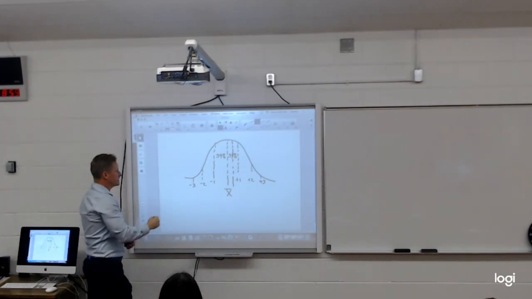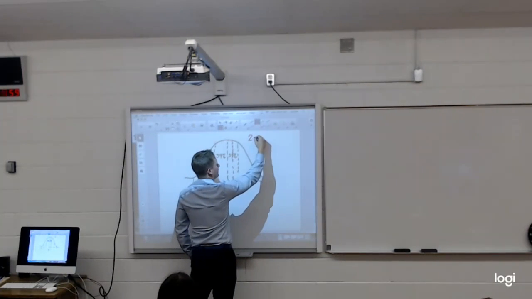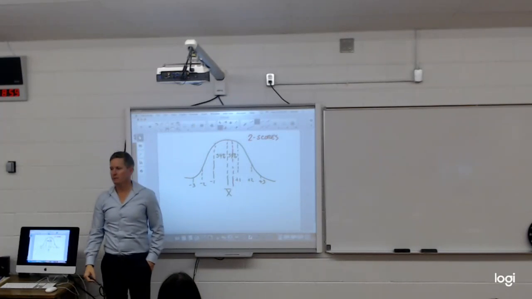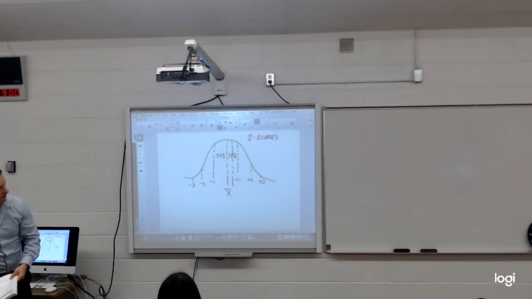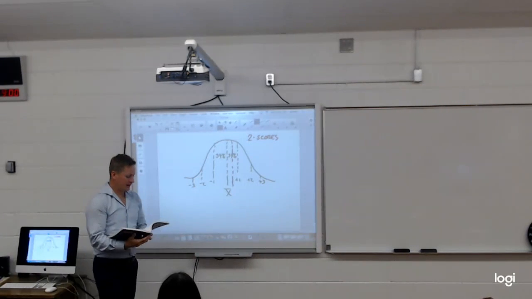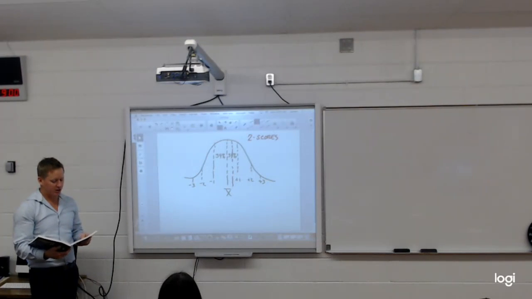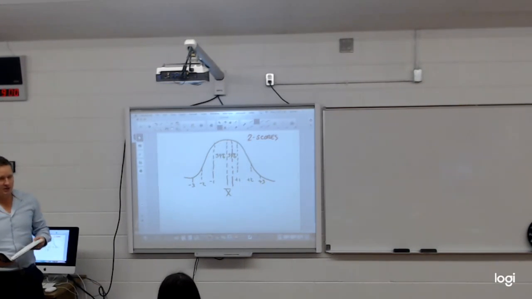Now, these right here, we call them standard deviations, but they're actually called z-scores. All right? So z-scores work like this. A standard normal distribution has a mean of 0 and a standard deviation of 1. A z-score is a standardized value that indicates the number of standard deviations the data value is above or below the mean.